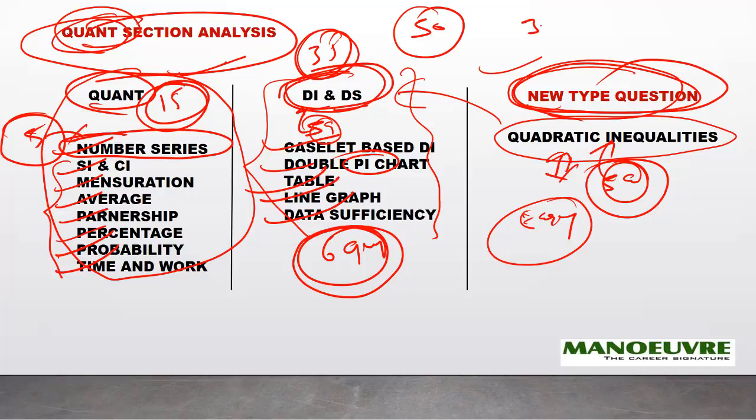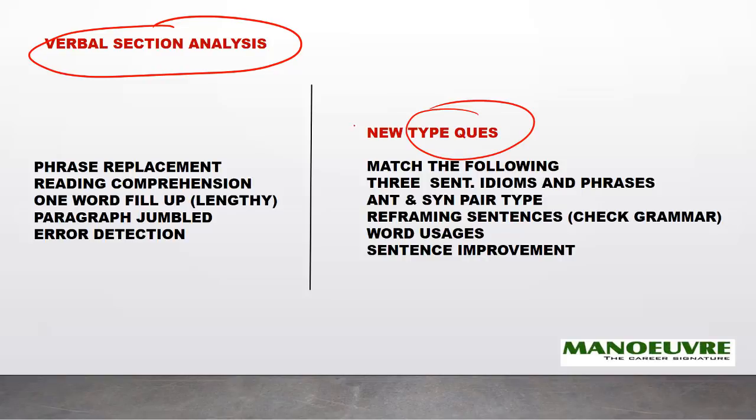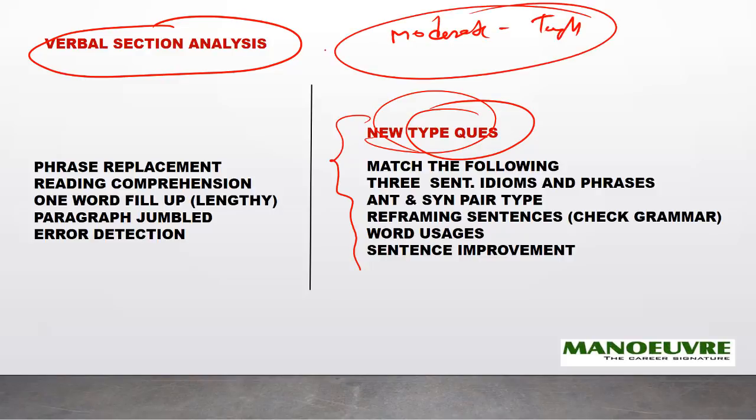A genuine attempt in the quant section was 30 to 35 marks out of 50. In the verbal section, there was a drastic change in the question type. There were many questions which were a new type of question, and the section was moderate to tough. It was moderate to tough. It was not an easy section.